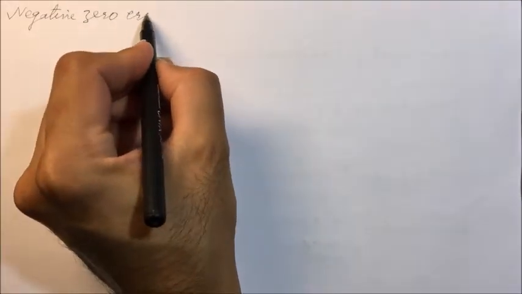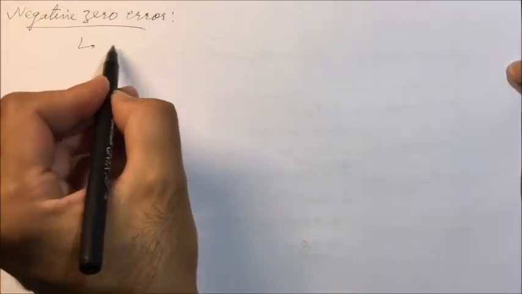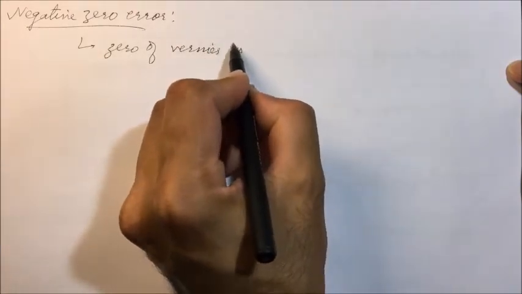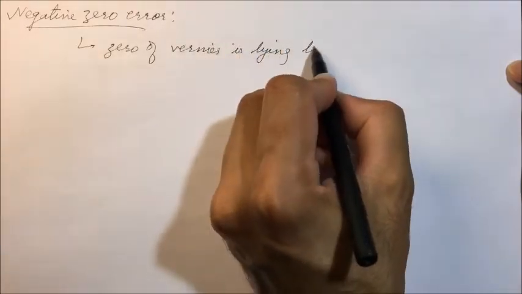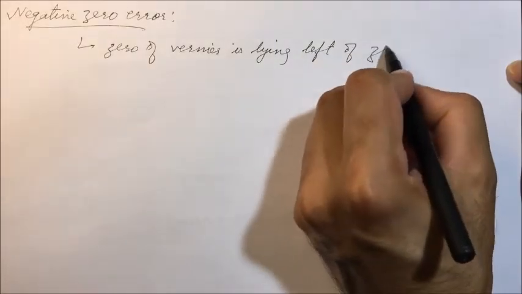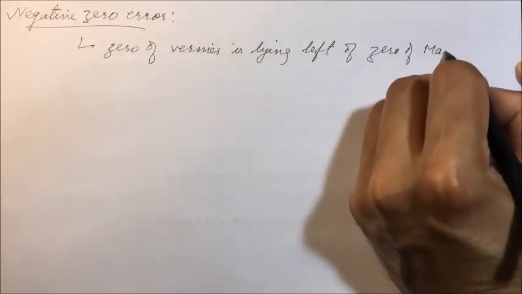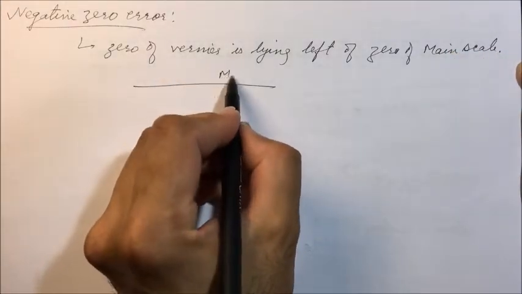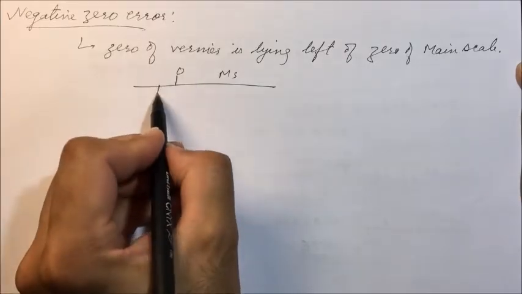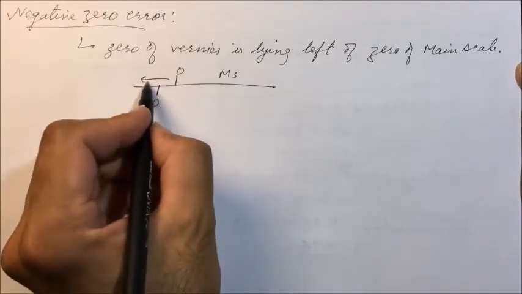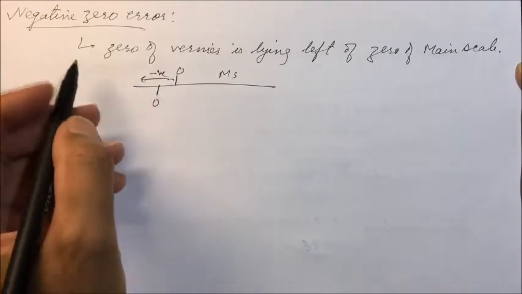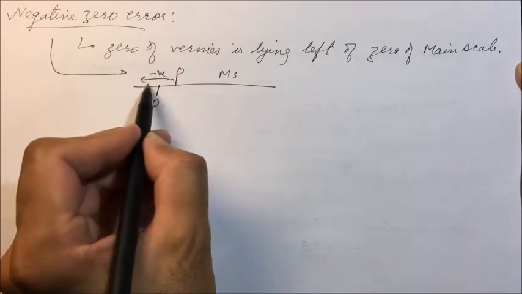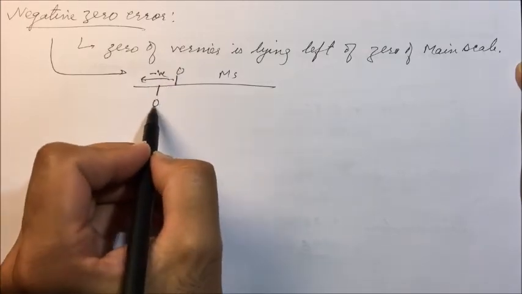Zero error. The 0 of the vernier scale is lying left of the 0 of the main scale. So if this is the main scale, 0 is lying here and the 0 of the vernier scale is lying on the left side, this side. So we are having negative zero error. When the 0 of the vernier scale is lying on the left side of the 0 of the main scale, we are having negative zero error.